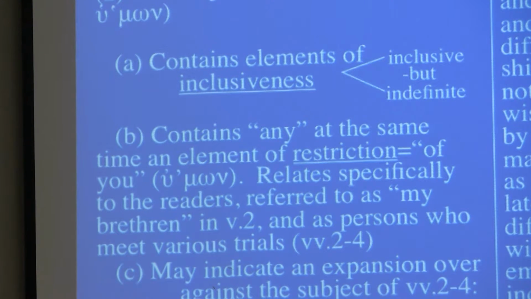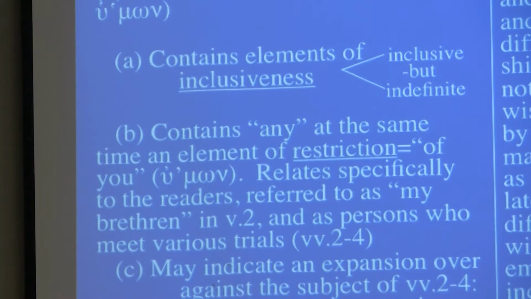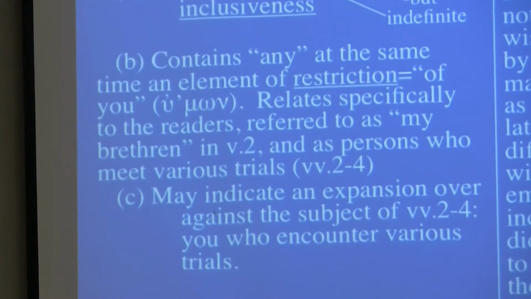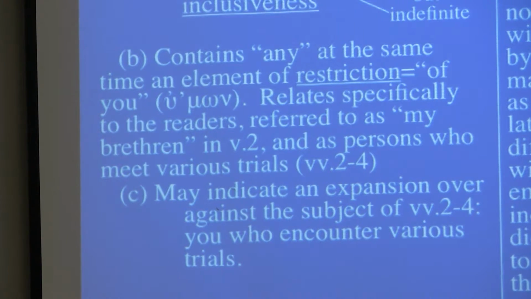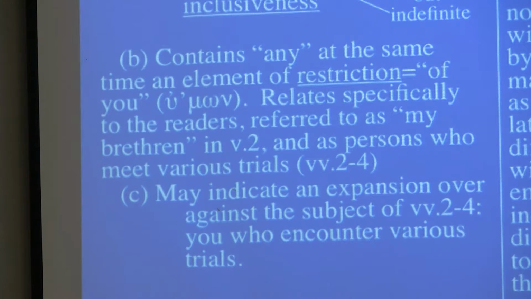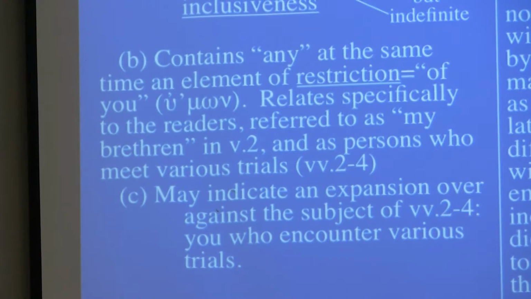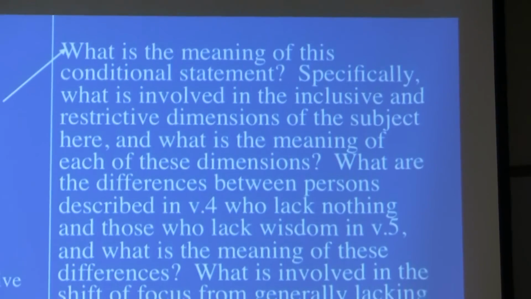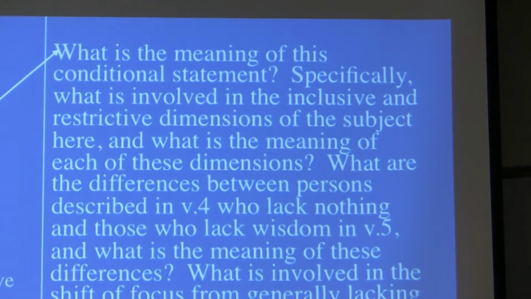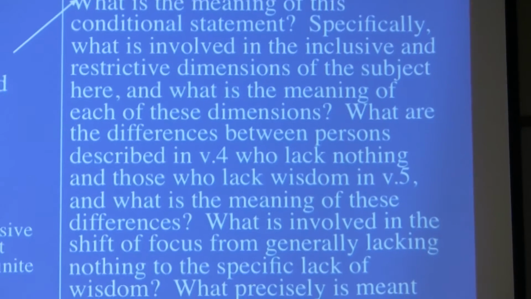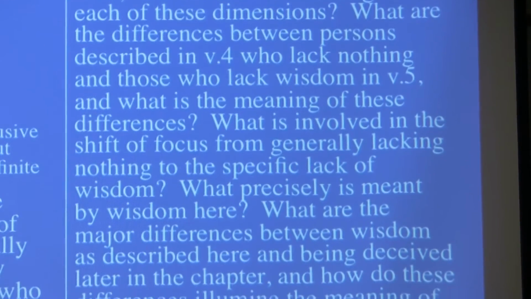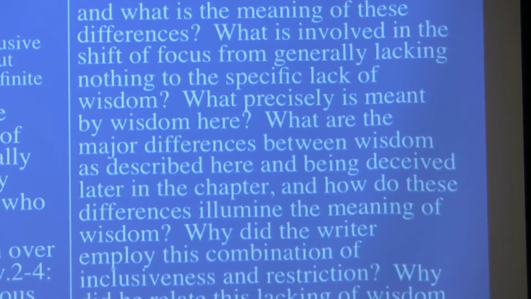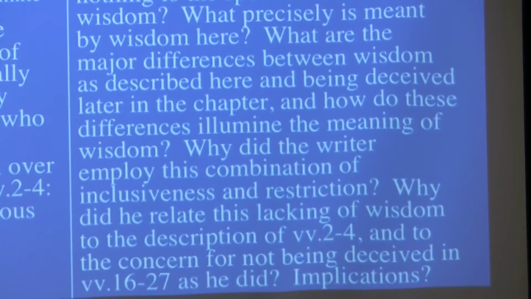So this really pertains specifically to the readers, whom he has described as my brethren in verse 2. Count it all joy, my brethren, as persons who meet various trials, verses 2 through 4. So the point here is that he may be referring specifically to Christians. If any of you Christians, you brethren, lack wisdom. This may also indicate an expansion over against the subject of verses 2 through 4, where he talks about those of you who encounter trials. So although verses 5 through 8 may relate in some ways, at one level, specifically to those who encounter trials, this business of lacking wisdom perhaps is not restricted to those who encounter trials.